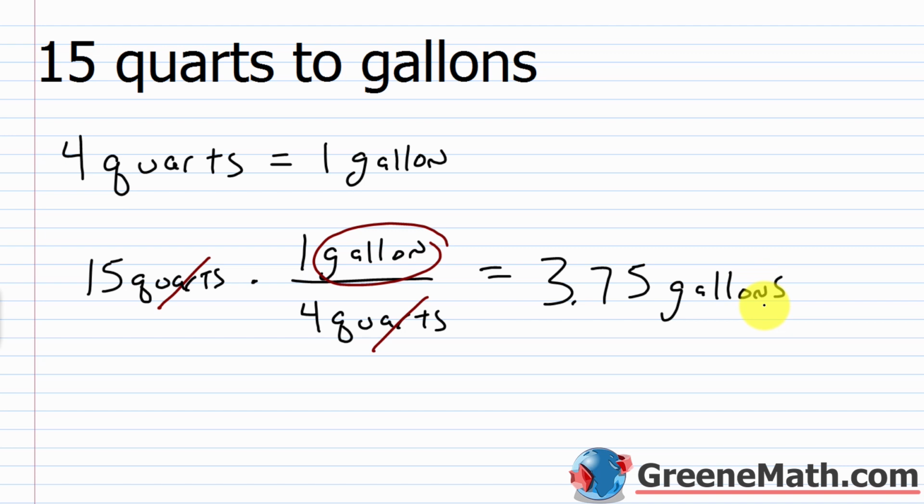If 4 quarts gives you 1 gallon, well, if I had 12 quarts, that's 3 gallons. That's this part right here. And then I have 3 additional quarts, right? 15 minus 12 is 3. That's not quite enough to make another gallon because I need 4 quarts to make another gallon. So I just have 0.75 or 3/4 of a gallon remaining, right? So that's how I end up with this 3.75 gallons when we convert over from 15 quarts.